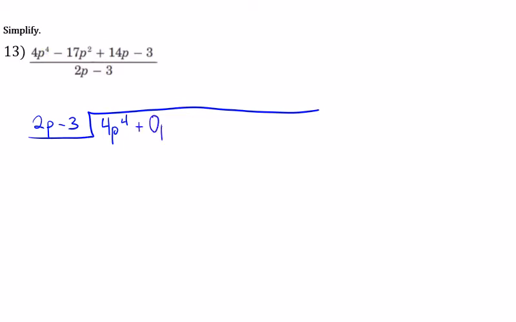So we're going to put a 0p to the third, right? Which 0p to the third is just 0. So it doesn't change the value of it. It just gives us a placeholder in that spot, and you'll kind of see why we need it here in a second. So then we have minus 17p squared plus 14p minus 3. Okay, so it goes 4, 3, 2, 1, 0, right? So that's perfect. So now we can start operating.